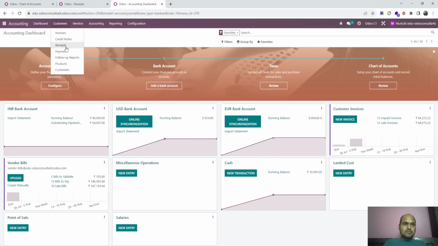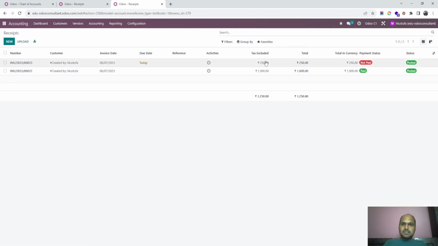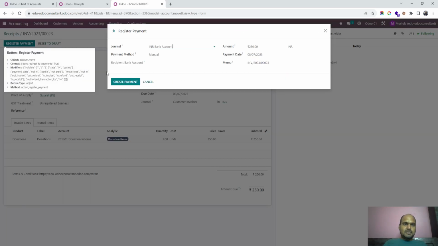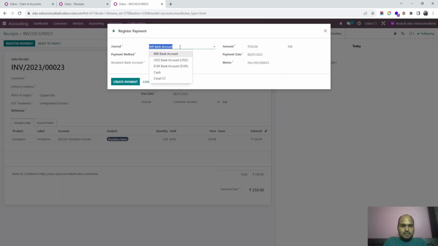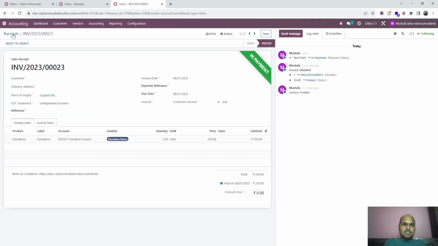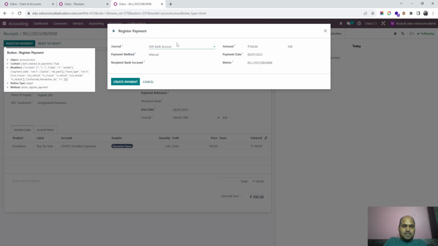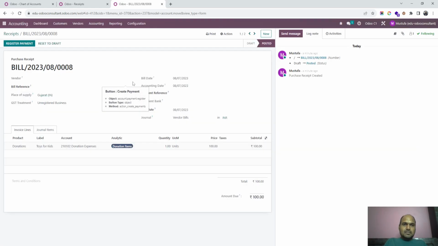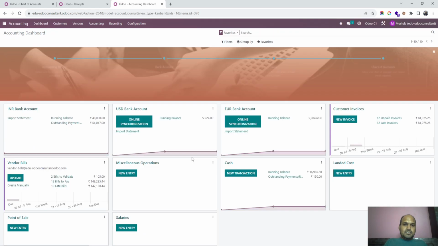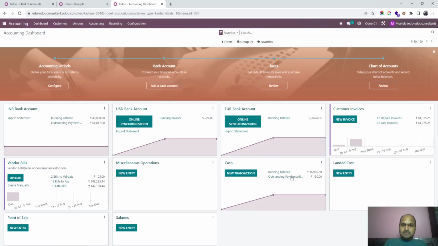I can go back to my receipt. Here this 250 is non-paid. I can directly make payment towards my cash account, like I'm collecting cash, and that goes in payment. The same way I go to my vendor receipt, where 100 is non-paid, and I can register my cash directly. It will go to non-payment, and in my cash register I can see 150.